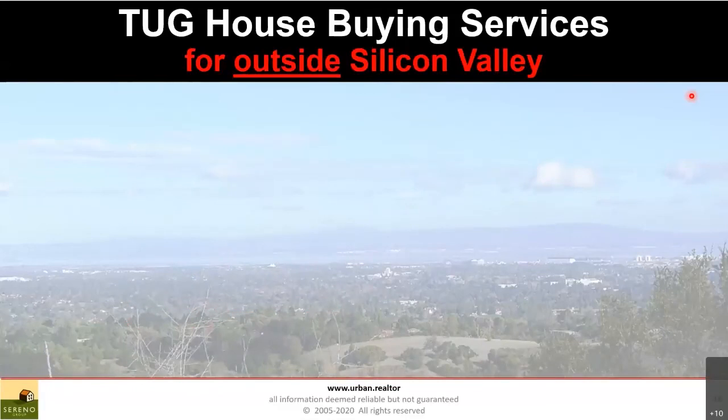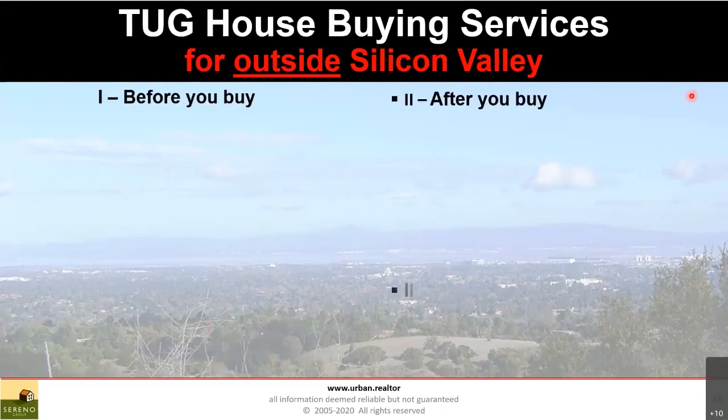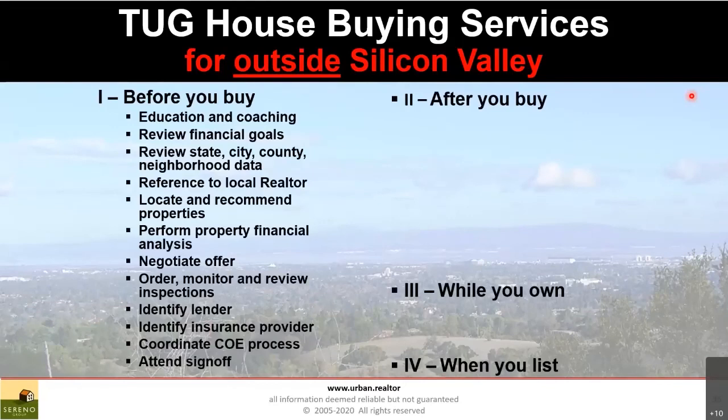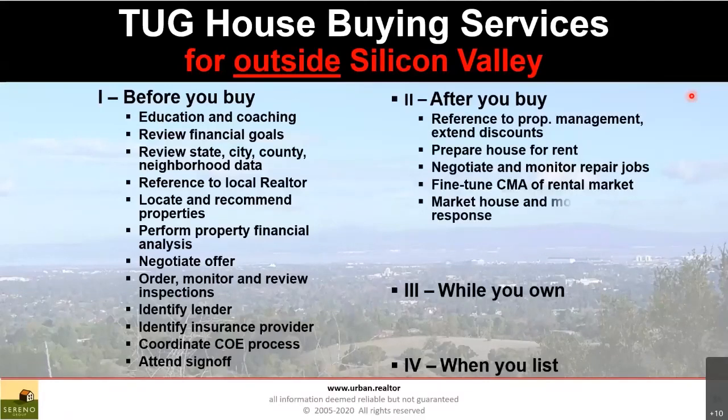So this is the question that Laura asked us: the TAG Urban Group house buying services. We look at our services in two ways: outside of Silicon Valley, and we also divide them into phases. Remember, you can get a copy of that presentation. All you have to do is send us your name and email address, and we'll send you a copy. So there are the services that we provide before you buy, and the services we provide after you buy the property.